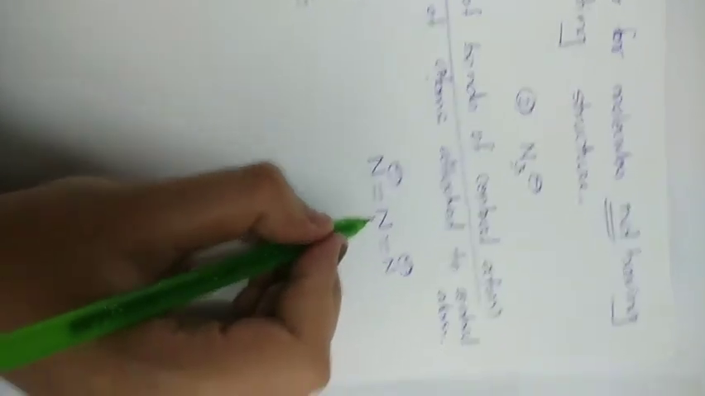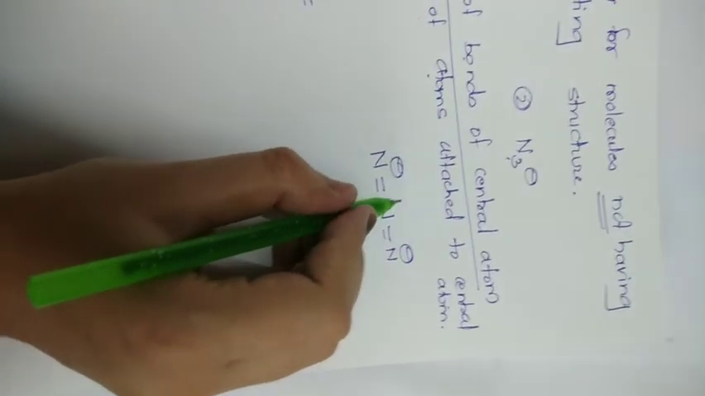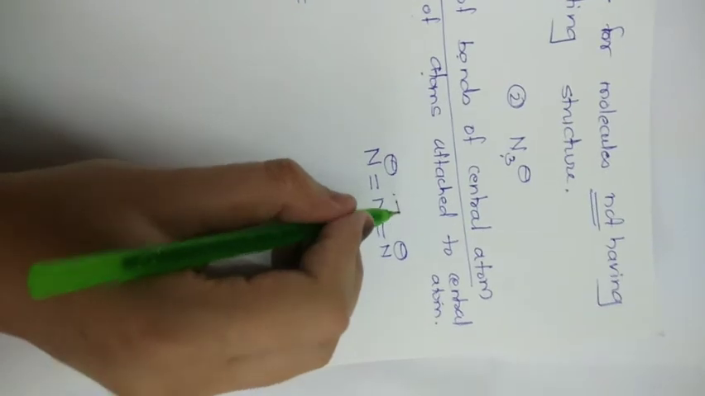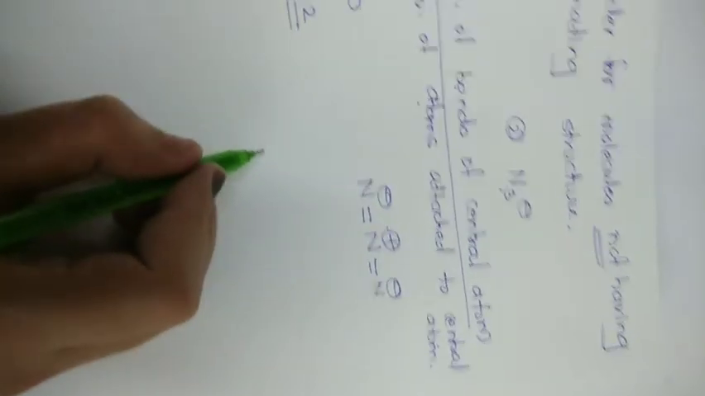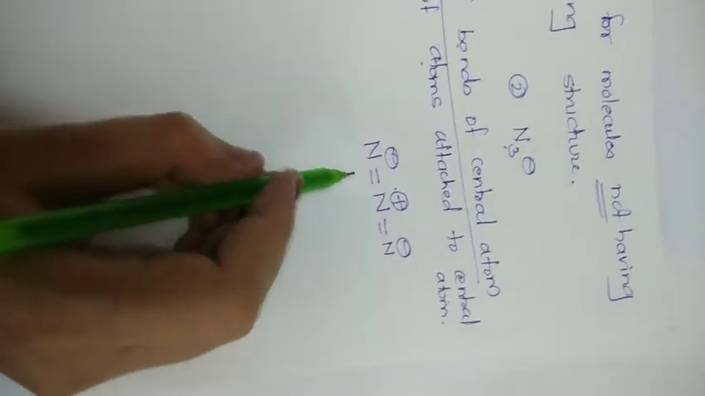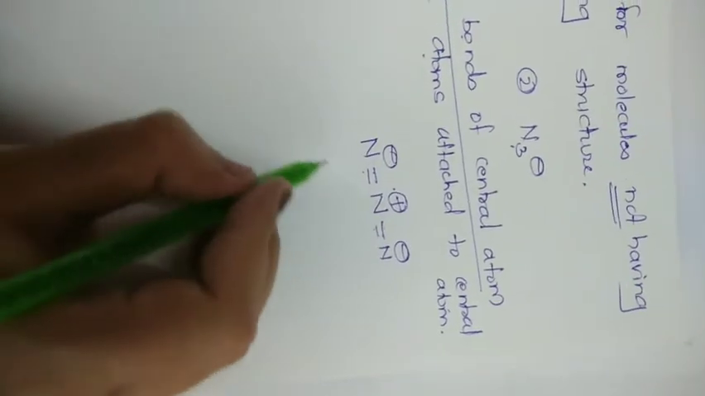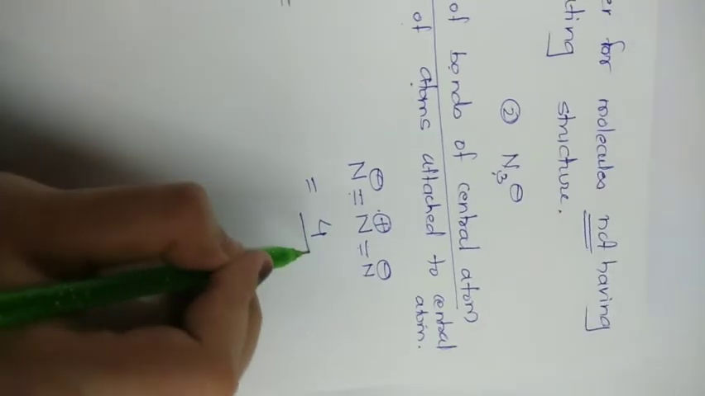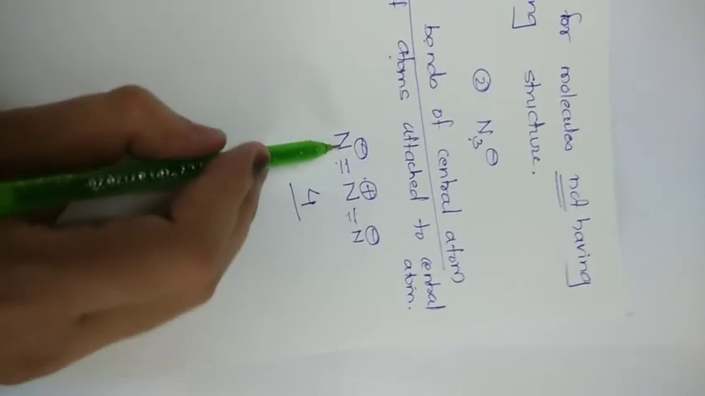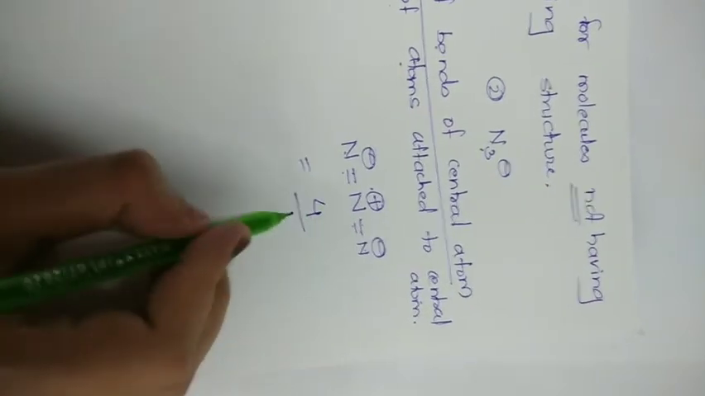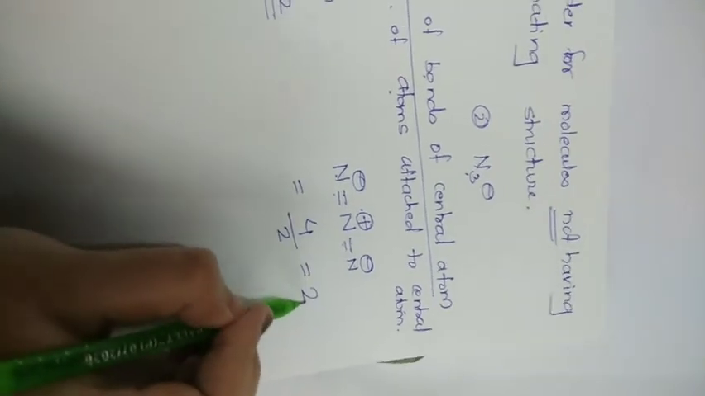And as you can see, nitrogen has 3 valency, but here one extra bond is available, so we will denote it by positive symbol. So calculate now the number of bonds. How many bonds are formed? 1, 2, 3 and 4. What will you write? Denominator 4 upon number of atoms. How many atoms? 1 and 2. So here again the bond order is 2.